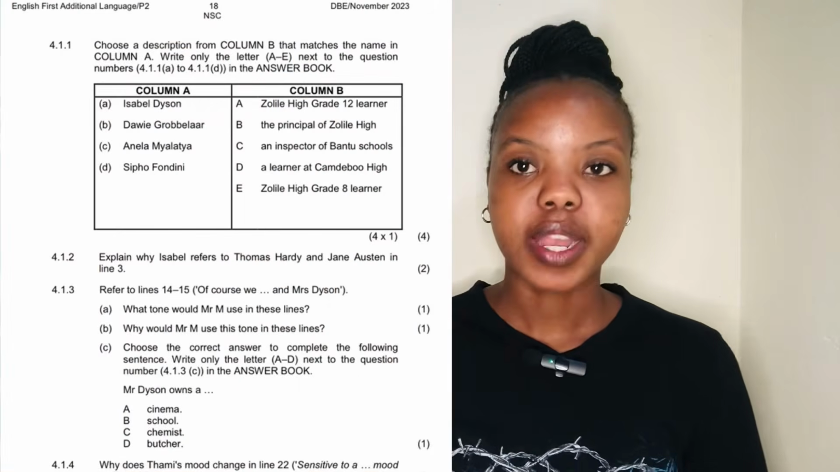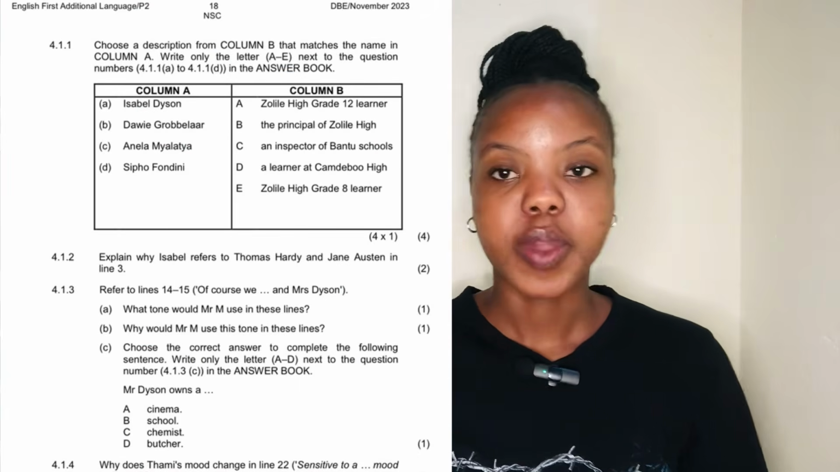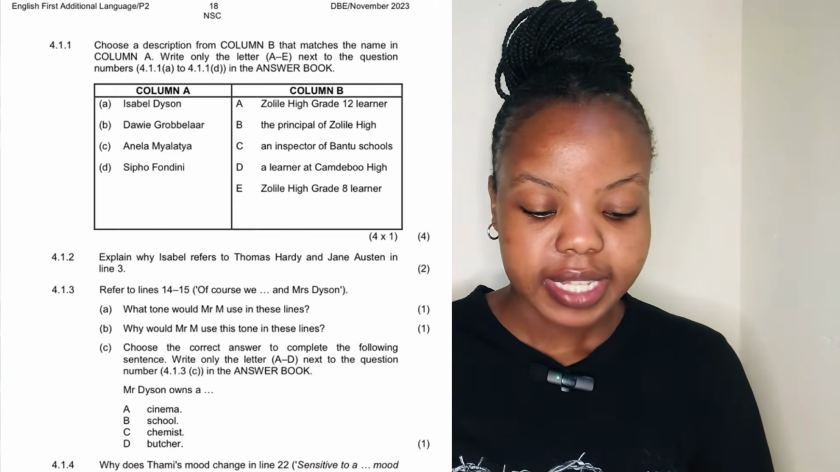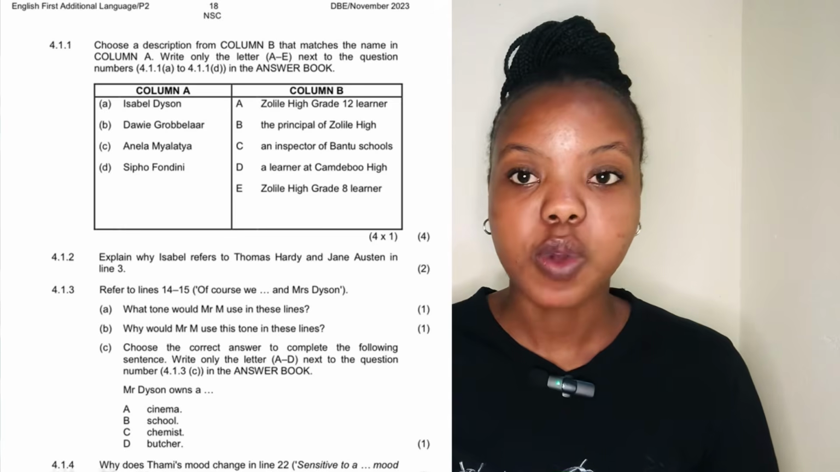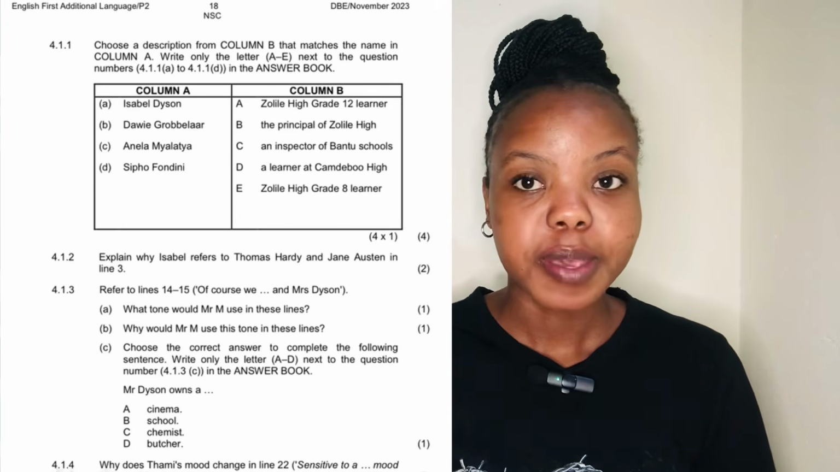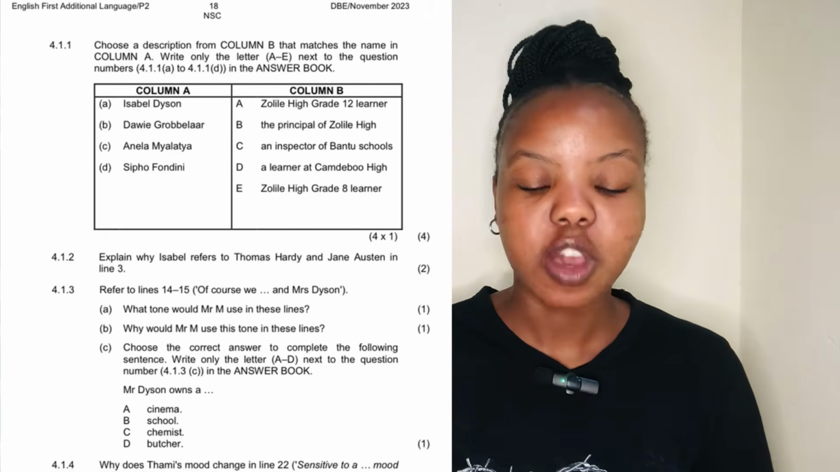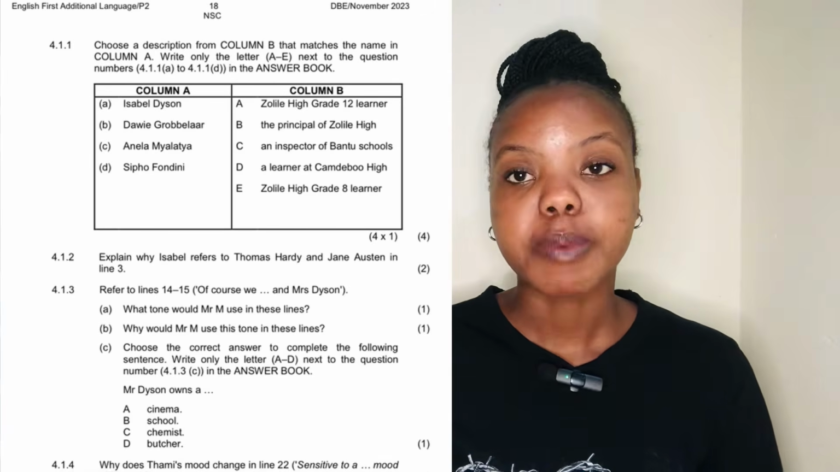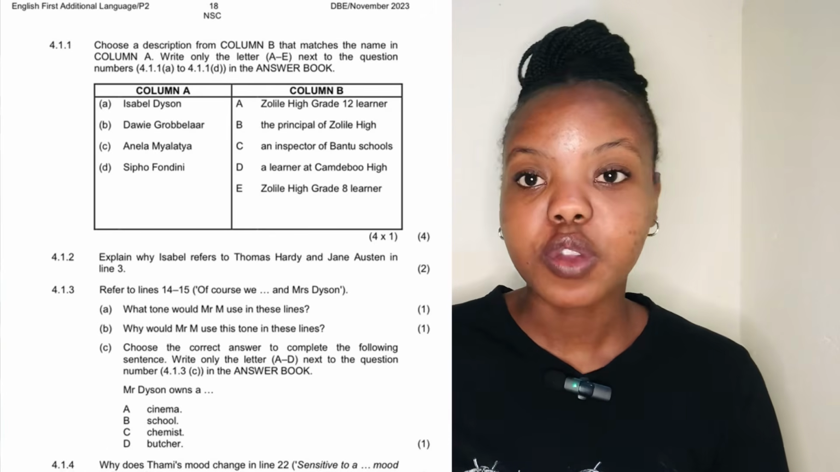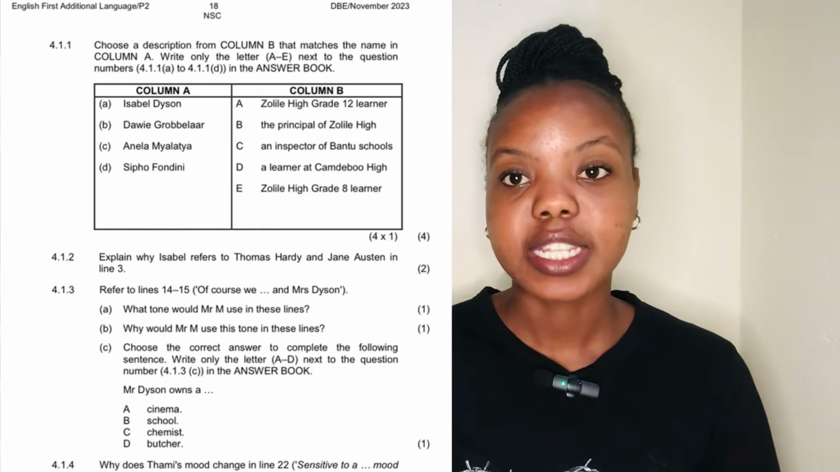This is extract G, and these are the questions. For 4.1.1, you're supposed to match column A and column B. We have Isabel Dyson; the correct answer there is D, a learner at Kamdibu High School. Then we have Dawi Krobela, forgive me, I'm going to butcher the spelling, which is C, an inspector of Bantu education. Then we have Anela Mialakia, which is B, the principal of Zolile High. And then we have Sipo Fondini, which is E, a Zolile grade 8 learner.